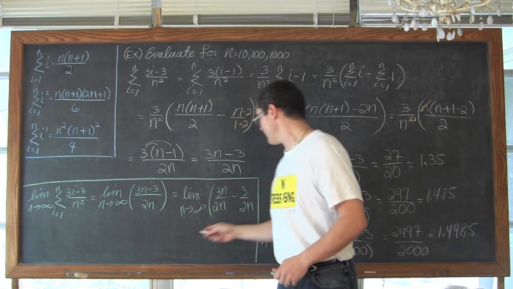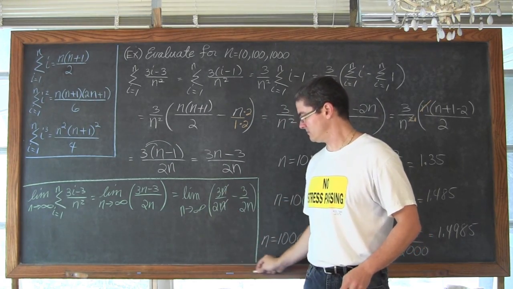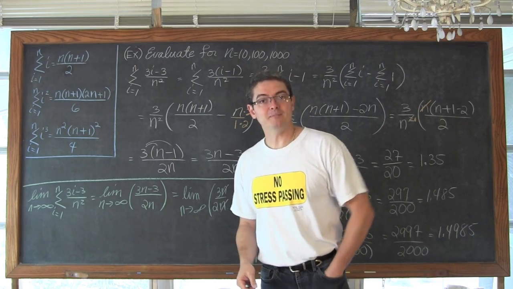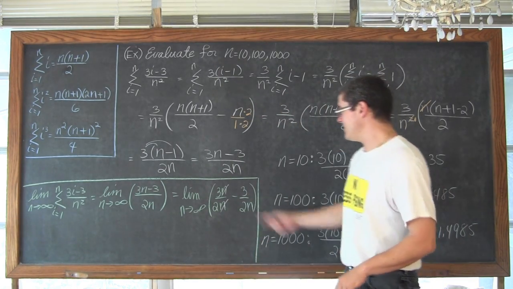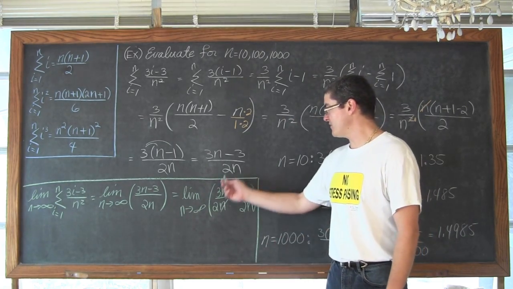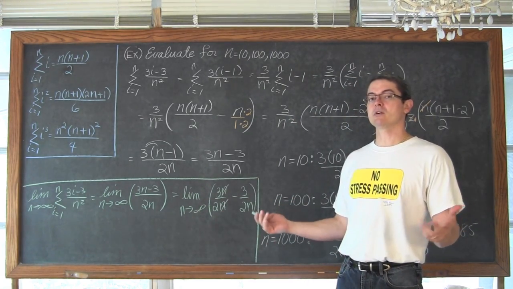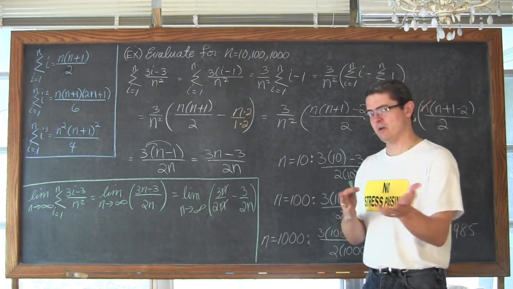Now, in our first term here, these n's are going to cancel out. Now I have the limit as n approaches infinity of 3 over 2, and the limit of a constant is that constant, because we can apply the limit to each of these terms, you know that now.